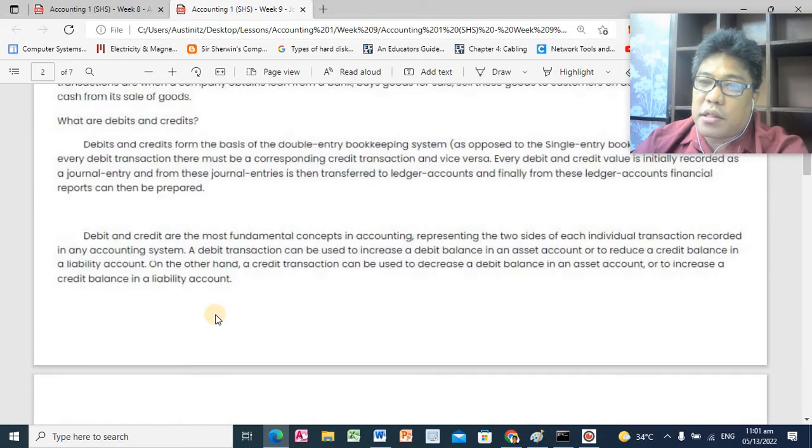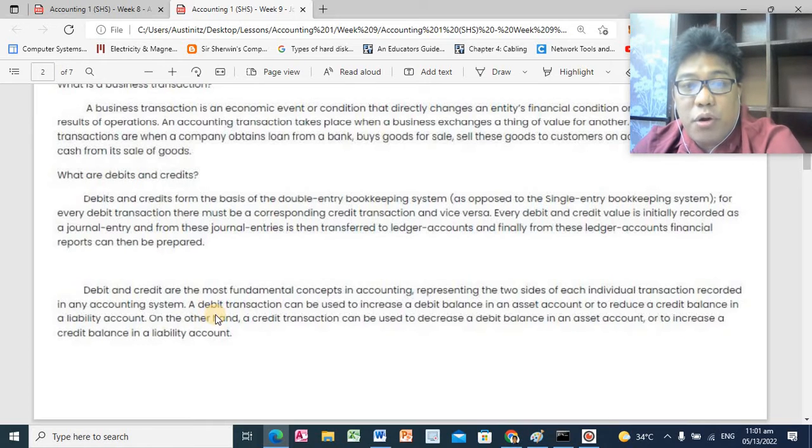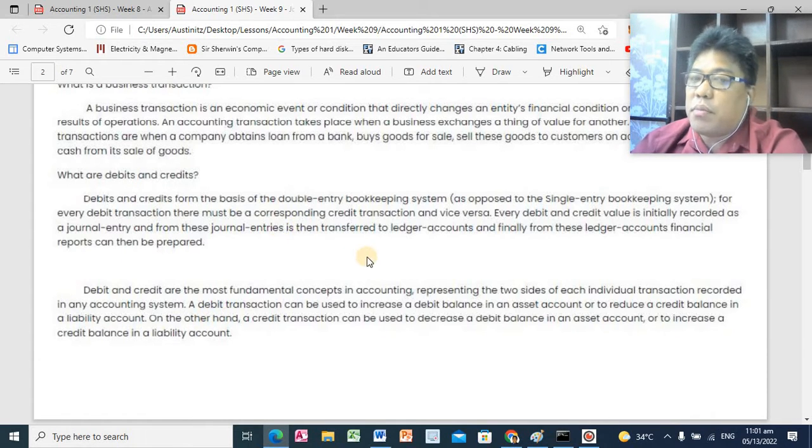What are debits and credits? Debits and credits form the basis of the double entry bookkeeping system. For every debit transaction, there must be a corresponding credit transaction. The principle of equality, and vice versa. Every debit and credit value is initially recorded as a journal entry, and these journal entries are then transferred to ledger accounts, and finally from these ledger accounts financial reports can then be prepared. So we have the debit and the credit.